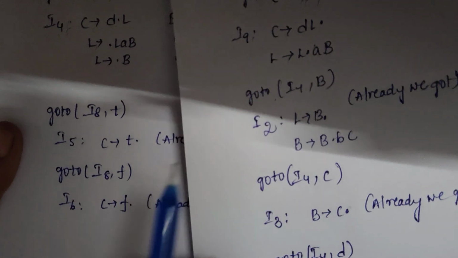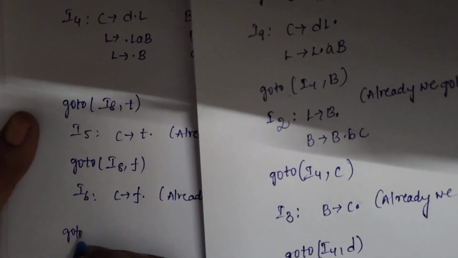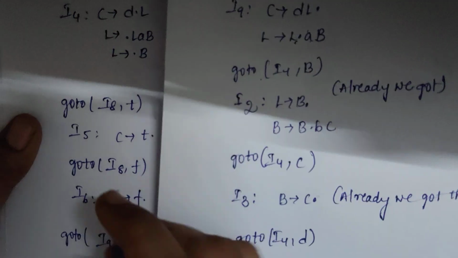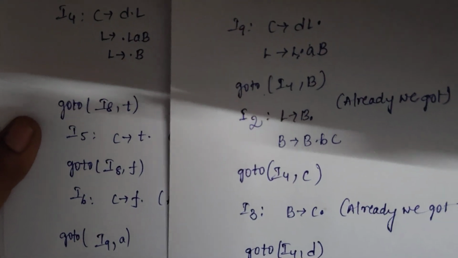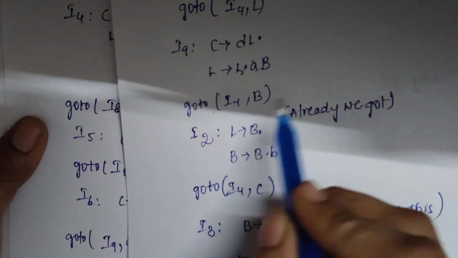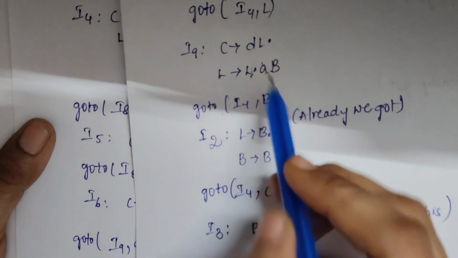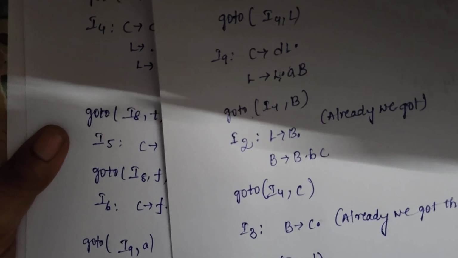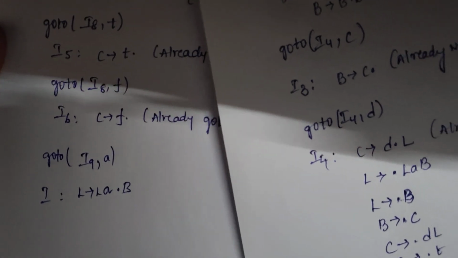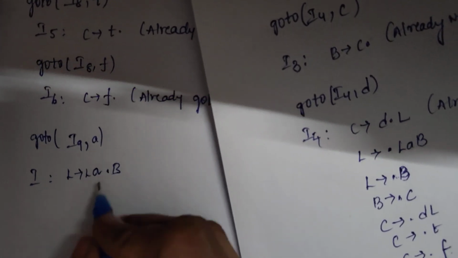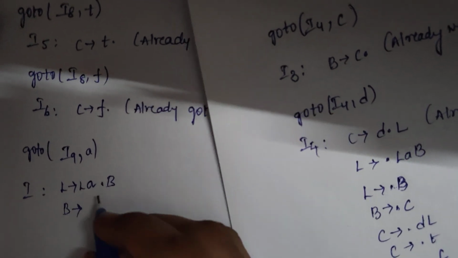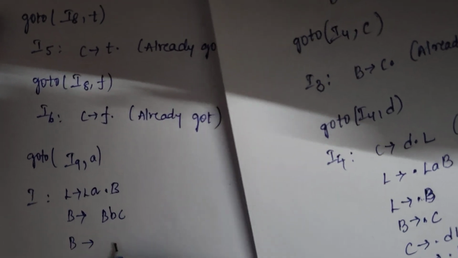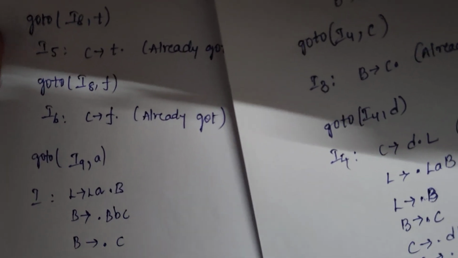So go to I9 comma dot after what there A. So A. So this dot will be shifted here. So you got L produces L A dot B. So alright, all the B predictions. What are the B predictions? B produces B, B, C, B produces capital C. So just write the dot before it.